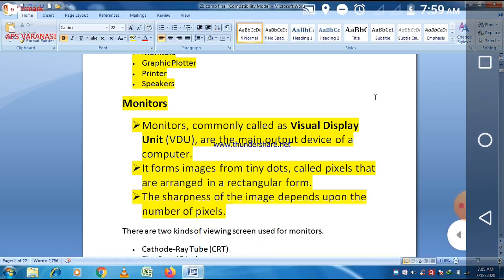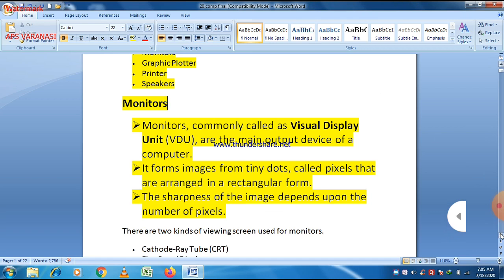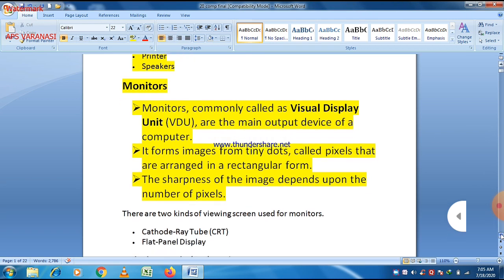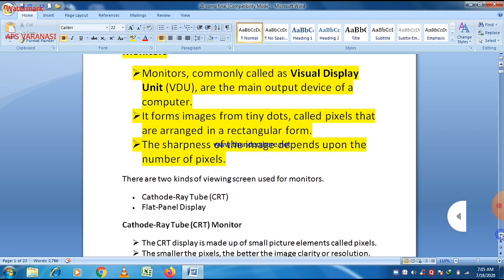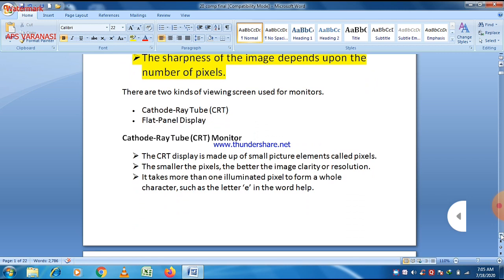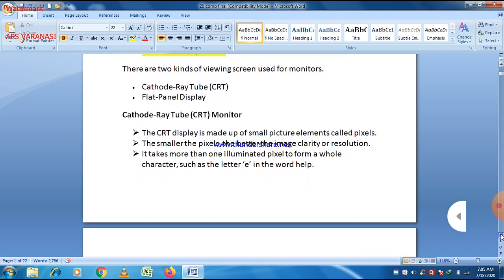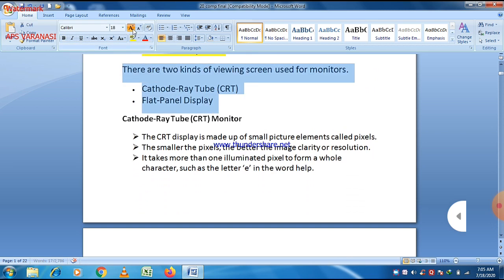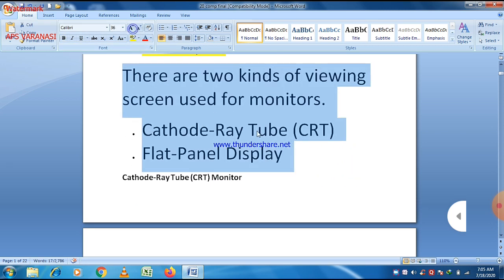Now, different types of monitors. Monitors can be divided into two different types. These are cathode ray tube, also known as CRT, and second is flat panel display. LED and LCD all fall in the category of flat panel display.